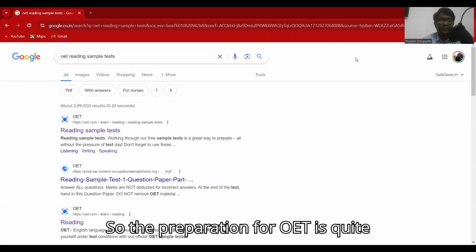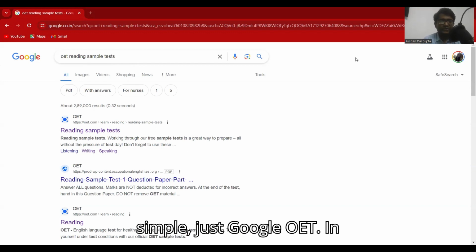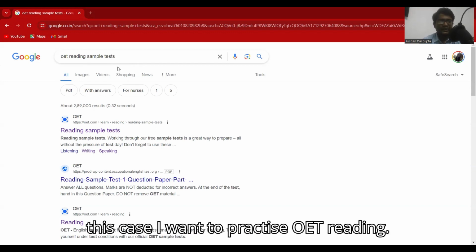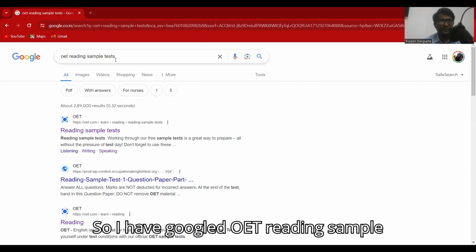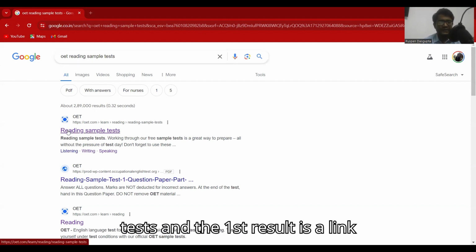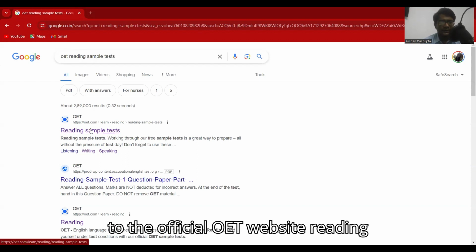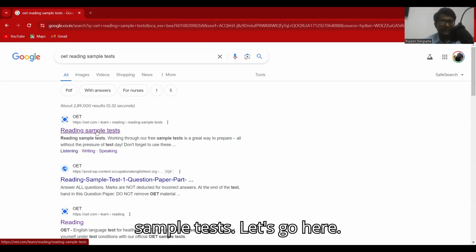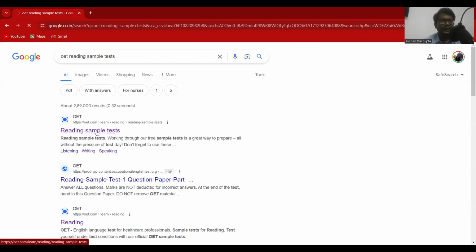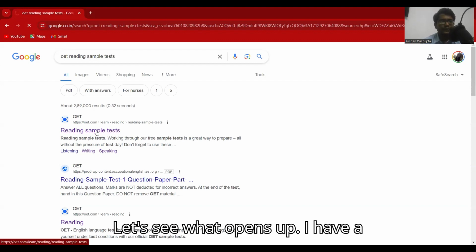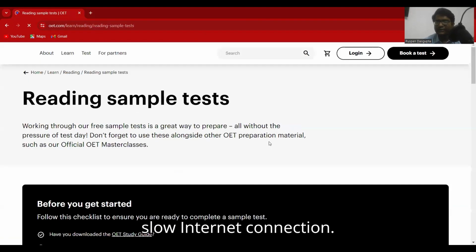So the preparation for OET is quite simple. Just Google OET. In this case, I want to practice OET reading, so I have Googled OET reading sample tests. And the first result is a link to the official OET website, reading sample tests. Let's go here. Let's see what opens up. I have a slow internet connection.